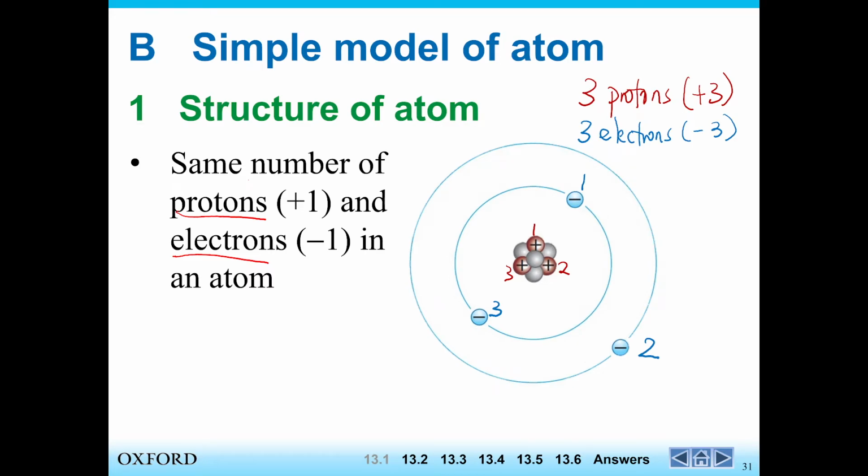Okay, so if I were to ask you, what's the overall charge? Basically, I'm asking you, if I add them up, what's the overall charge? Now, it's plus 3 charge from the protons, minus 3 charge from the electrons, and you notice that they cancel out one another. The overall charge for an atom here is 0.